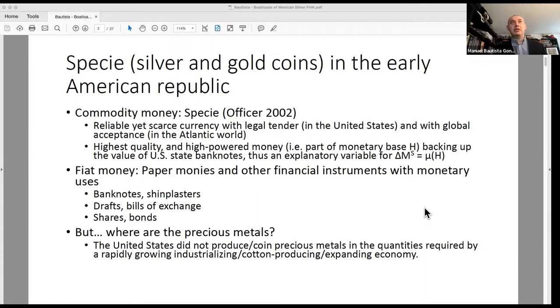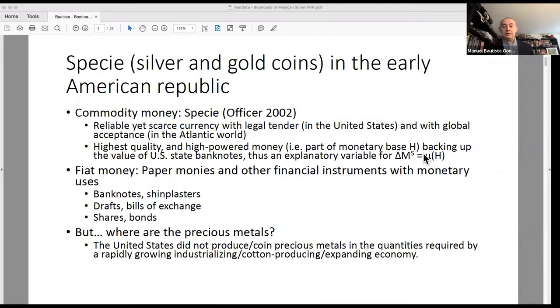So the question leading this dissertation research is, what is the role of specie in the early American economy? Most of what we know from commodity money and specie in this time has to do with how it was a reliable yet scarce means of payment in the United States. Early on, from colonial times, the English colonies, then the United States after independence, imported a great deal of Spanish American silver pesos. And these pesos were used as a means of payment.